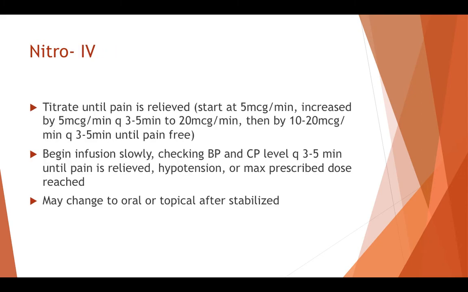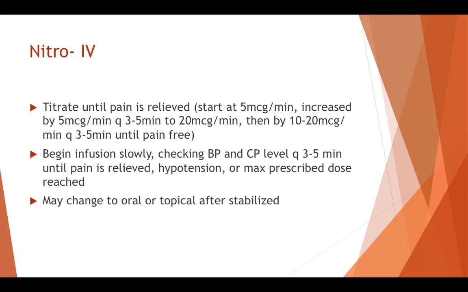Some patients with unrelieved chest pain might be on a continuous nitro drip, and that can be titrated per protocol, starting at 5 micrograms per minute. Then you can slowly increase it until they're chest pain free. They usually need to be in the ICU or step-down unit for this. Again, check blood pressure and chest pain level frequently. Once they're stabilized, they might be able to switch over to oral or topical.